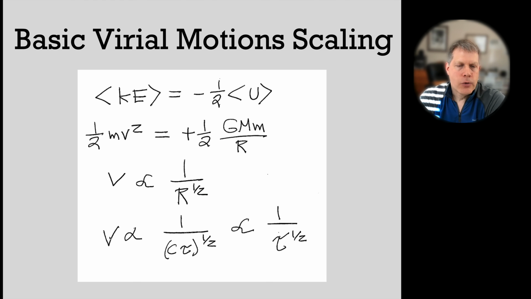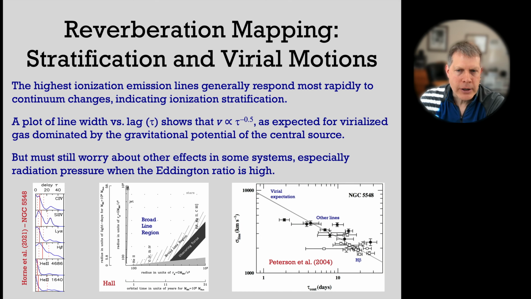Okay. And so then the velocity should be proportional to 1 divided by c times the lag, that's r, to the 1/2 power, or thus proportional to 1 divided by the lag to the 1/2 power. So that's the predicted scaling you expect for virialized motions in the broad-line region. And that is in fact what is observed. Here is, in this case, H beta and other lines being shown, and they follow a general relation in agreement with the virial expectation. So it appears this gas is indeed virialized, at least in this particular system.